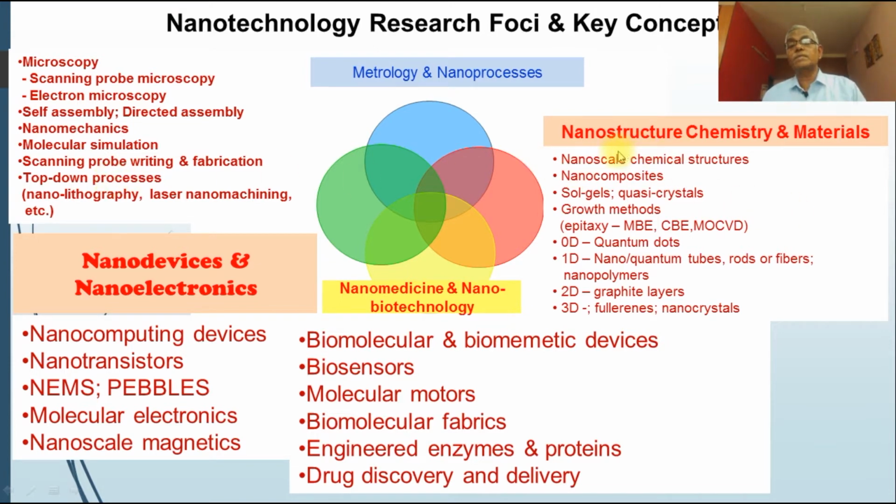Then about the chemistry, it is very important that once we know the structure of the material, that will be helpful to find out what kind of material we require, because different applications require different kinds of materials. The nano composite, then sol gel, quasi-crystals, and then quantum dots, and then the tube and rod and fiber and fullerene, etc.